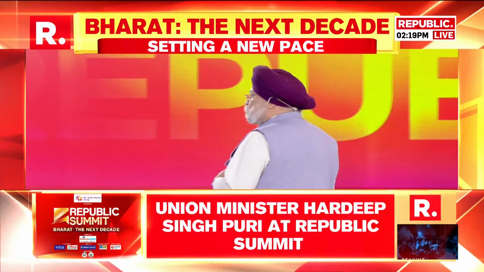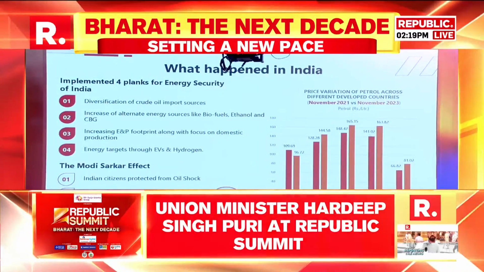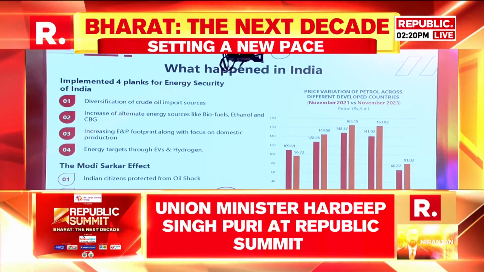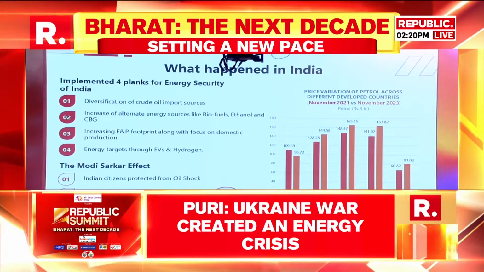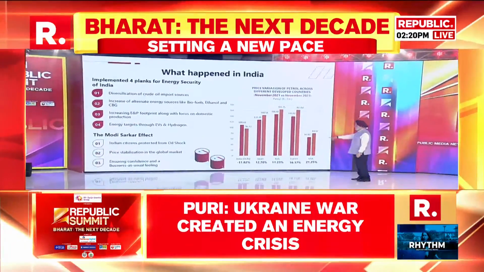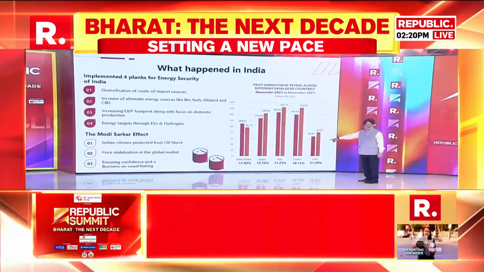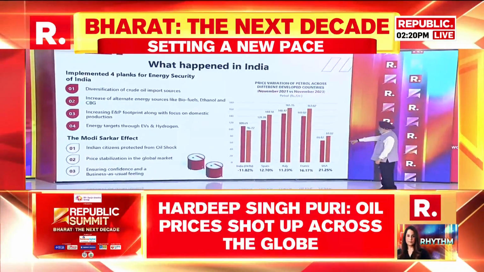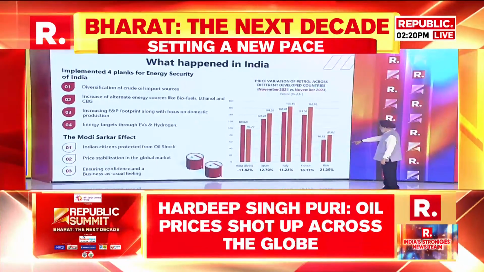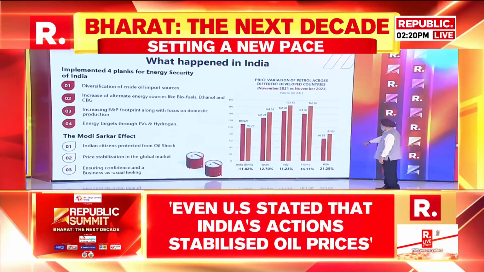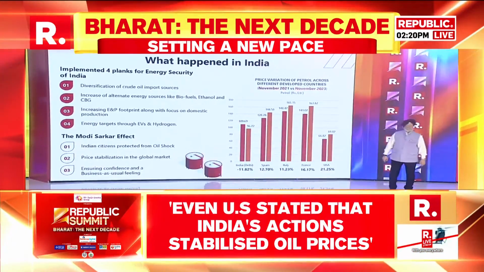So what did we do? You can please have a look at this. This chart is particularly interesting. In Delhi, over a period of November 21 to November 23, price of petrol came down by 11%, 11.82%, nearly 12%. In Spain, it went up by 12.7%, Italy by 11.23%, France by 16.17%, 21.25% increase in the United States.